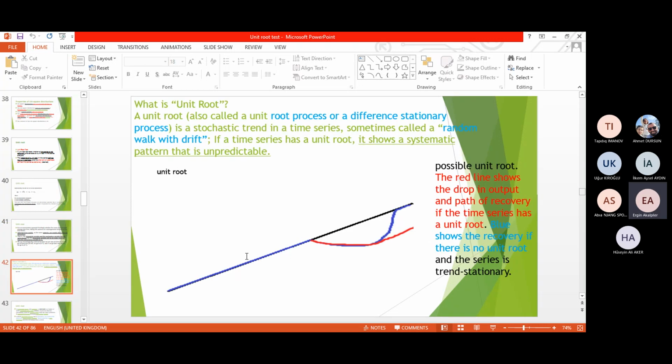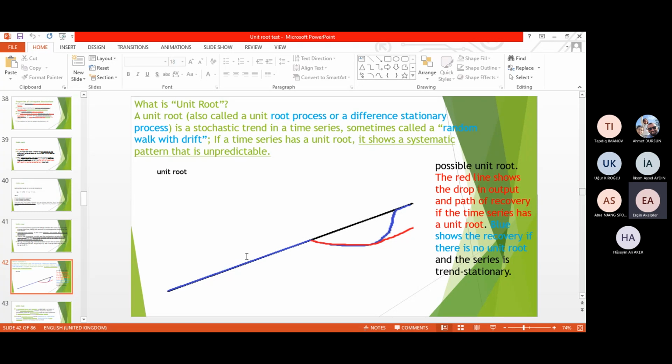What is a unit root? A unit root is also called a difference stationary process, which means taking the difference. In mathematics, if you differentiate a parameter, you reduce it by one. It is a stochastic process trend in a time series, sometimes called a random walk with drift. Random walk, as you know, is always used in economics, to determine the impact of some parameters on certain parameters.